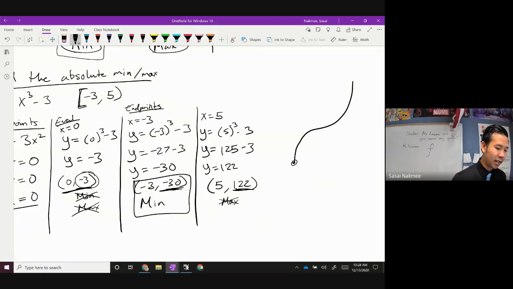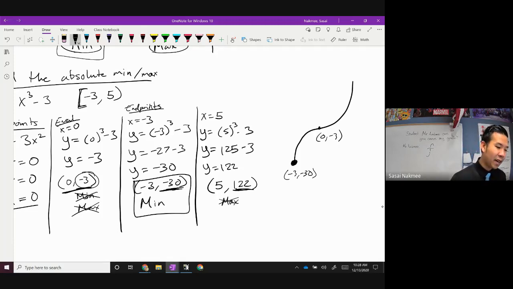I'm sorry, a solid dot at -3. Right down here, right? And that's going to be at (-3, -30). And then at 0, we had the point (0, -3), which is clearly neither max nor min.